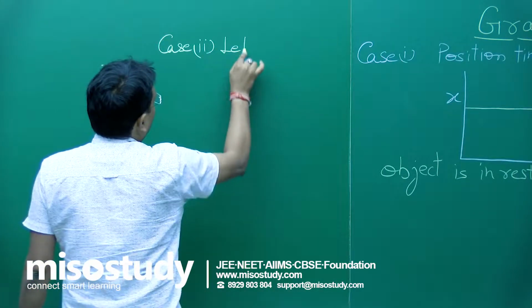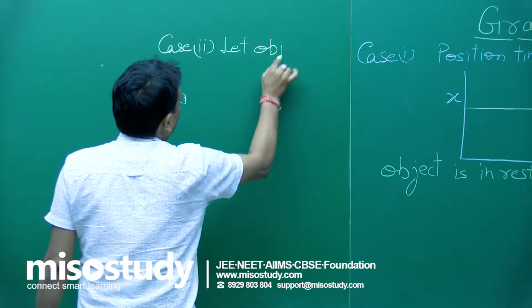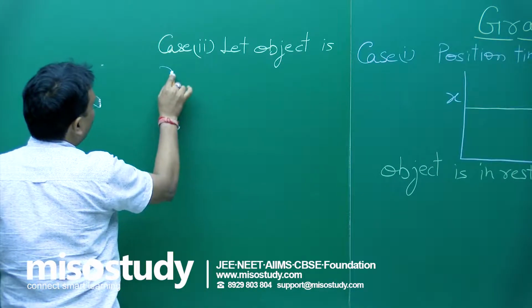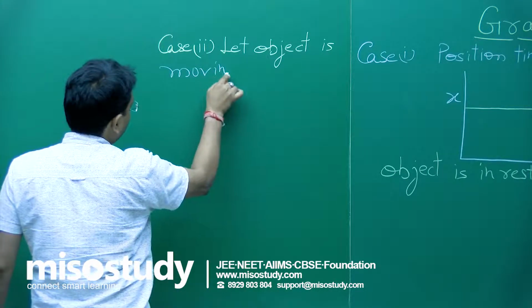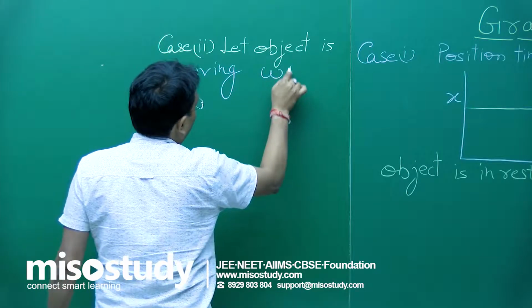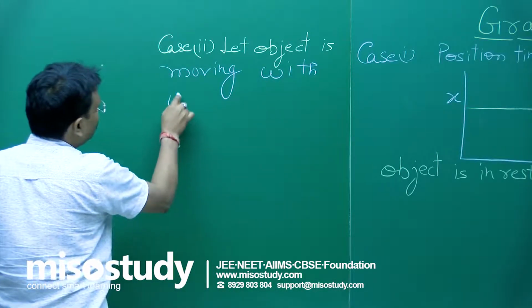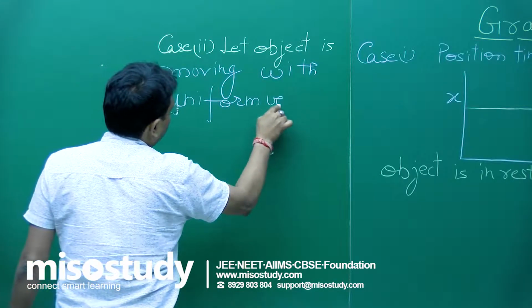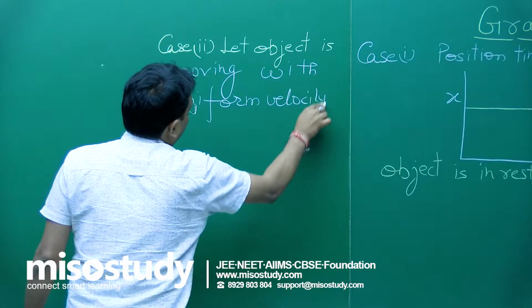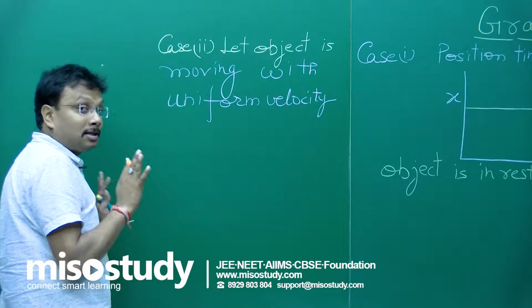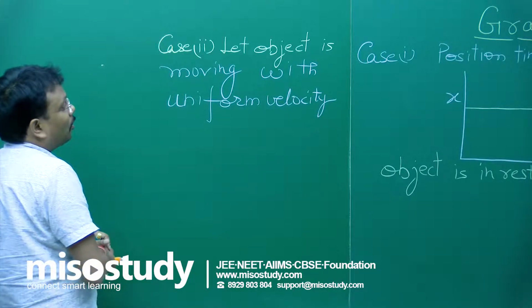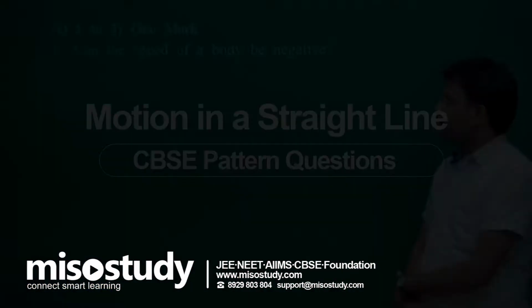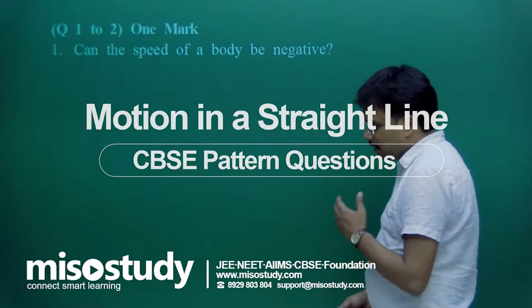Let object is moving with uniform velocity. Just think on this. Let object is moving with uniform velocity. Students, your first question. Fine.